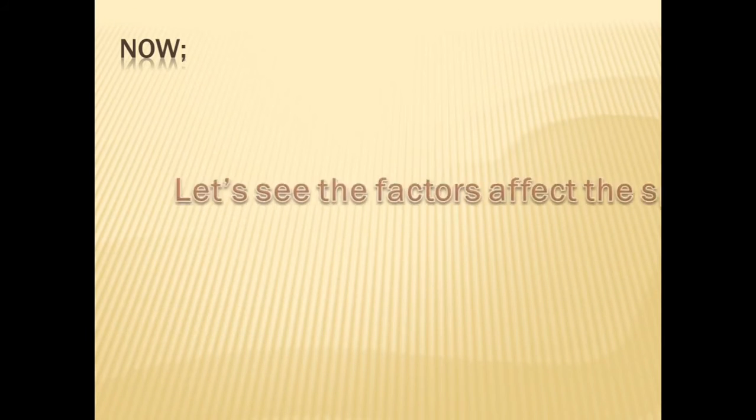Now, let's see the factors that affect the speed. I have two balls here, the yellow one and the blue one. Both of them moved. Which one is faster and why? Of course, it is the yellow ball. But why do you decide that the yellow ball is the faster one? Let's see it again. What happened?